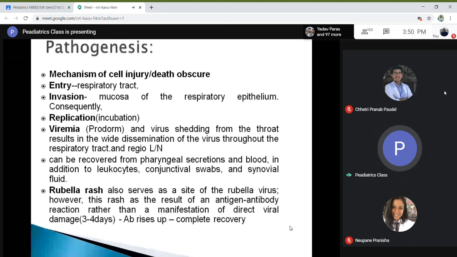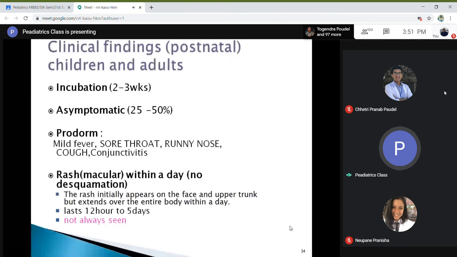Now, how does the patient manifest? There is an incubation period of 2 to 3 weeks. Earlier I mentioned asymptomatic patients, which tend to be 25 to 50%. Prodrome: you have a mild fever, a little bit of sore throat, discomfort in the nose, and a cough. This is the prodromal phase. Then it is accompanied by a rash, a macular rash within a day. That's quite important.